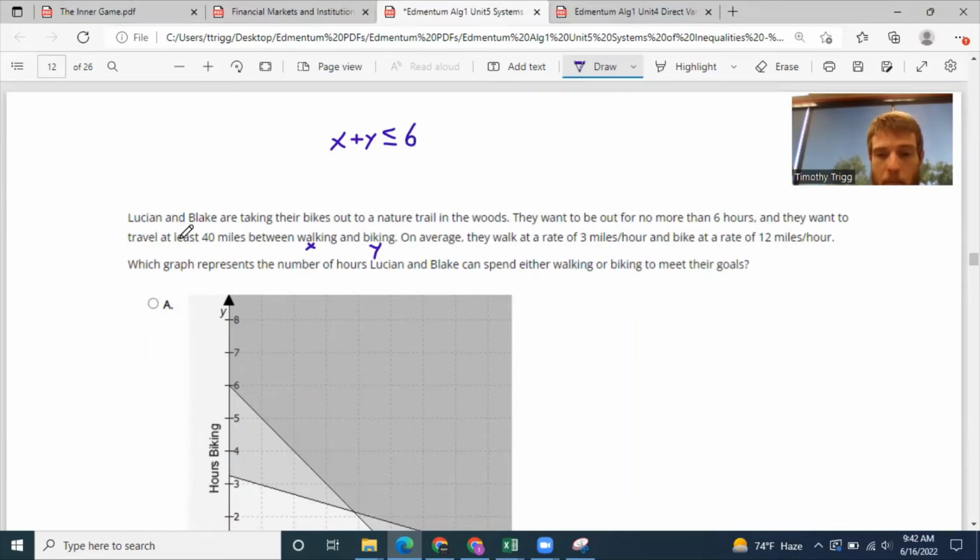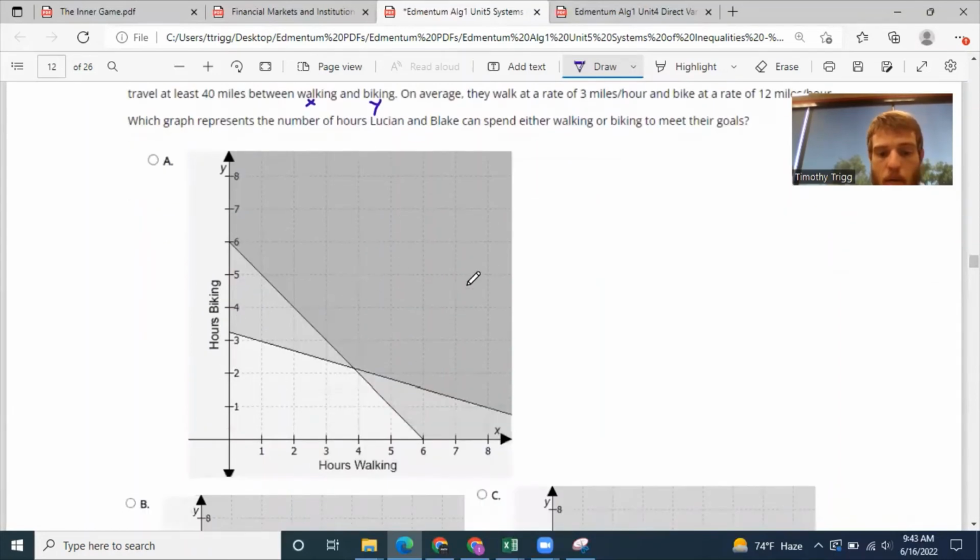Now, it also talks about their mileage, right? They walk at a rate of 3 miles per hour and they bike at a rate of 12 miles per hour. So for walking, they do 3 miles per hour times the time walking, plus 12 miles per hour times the time they spend biking. And they want to travel at least 40 miles. So the amount that they travel, they want to be greater than or equal to 40. Okay. See which system of inequalities produces that.